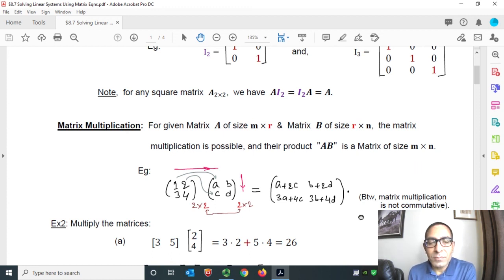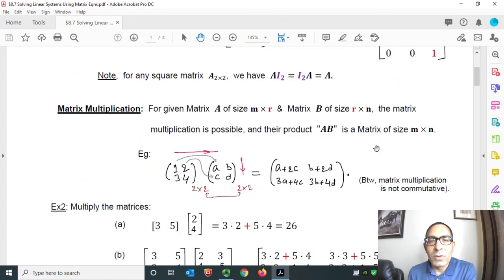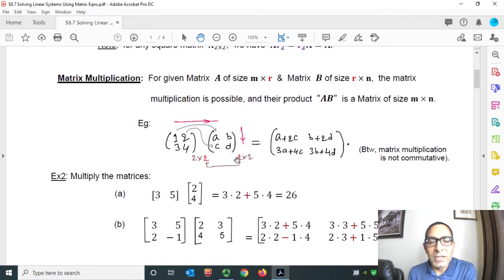For example, let me multiply two matrices here. Let me give you a quick example of matrix multiplication. We use special product ideas to find the multiplication of two matrices. For example, one matrix is of size 2 by 2, whose entries are 1, 2, 3, 4. Another matrix is of size 2 by 2, the entries are A, B, C, D. We multiply in this way. You first multiply horizontally and then vertically, and we add these two results. For example, 1 times A plus 2 times C.